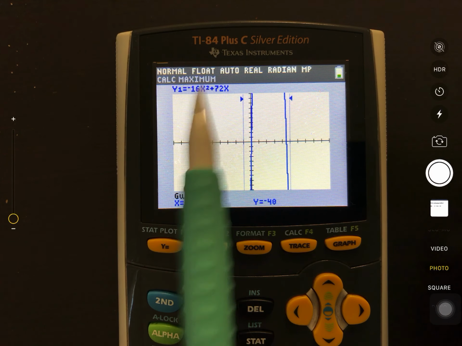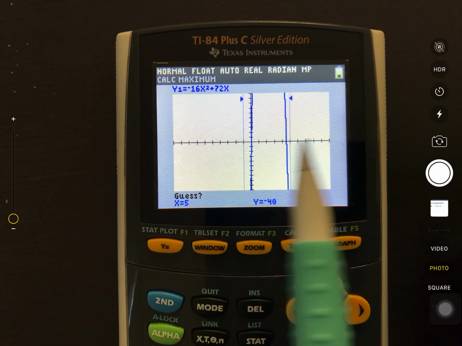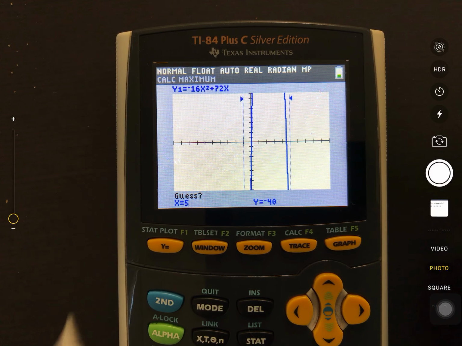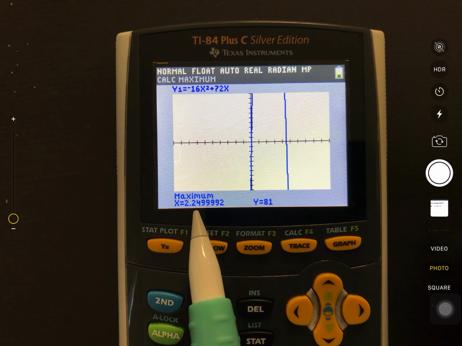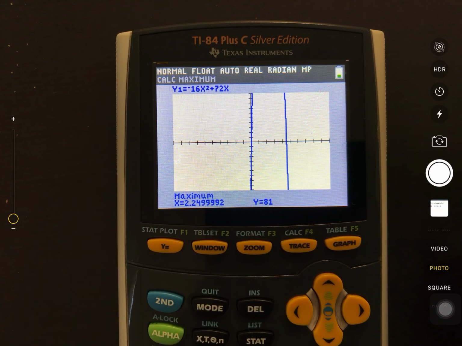Here we're calculating the maximum. We're not looking for an x-intercept here, so x-intercepts you do a little bit differently, and you'll see that in a little bit. For a maximum or a minimum, you want to trap the entire thing because it just makes things easier. For a guess, you're just going to hit enter. And it gives you a maximum. So it's listing 2.25. We'll go ahead and round that to 2 decimals. 2.25, and then your y value is 81.